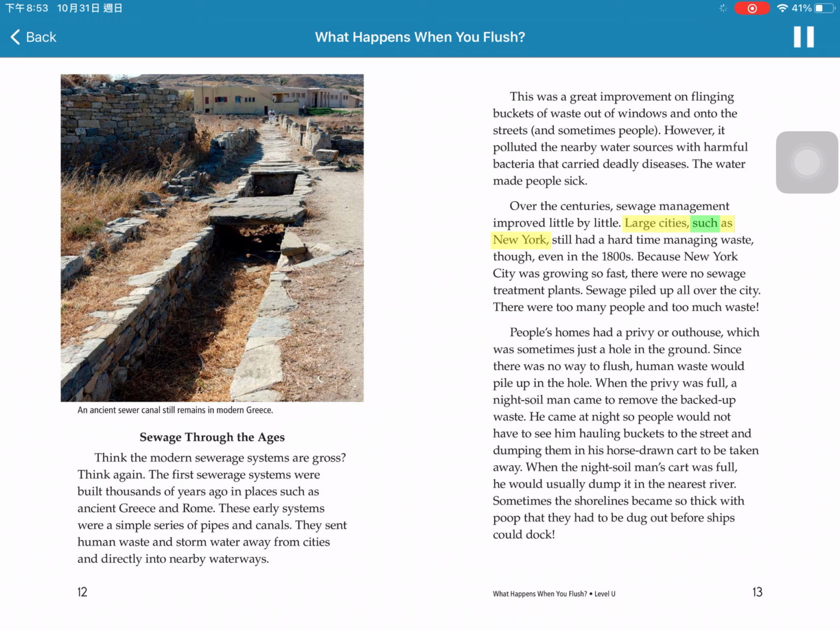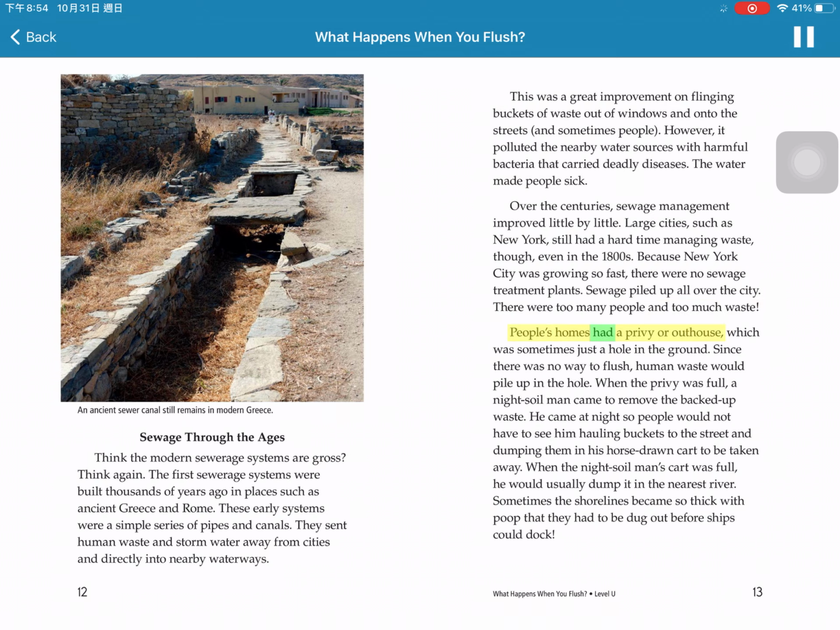Large cities, such as New York, still had a hard time managing waste, though, even in the 1800s. Because New York City was growing so fast, there were no sewage treatment plants. Sewage piled up all over the city. There were too many people and too much waste.